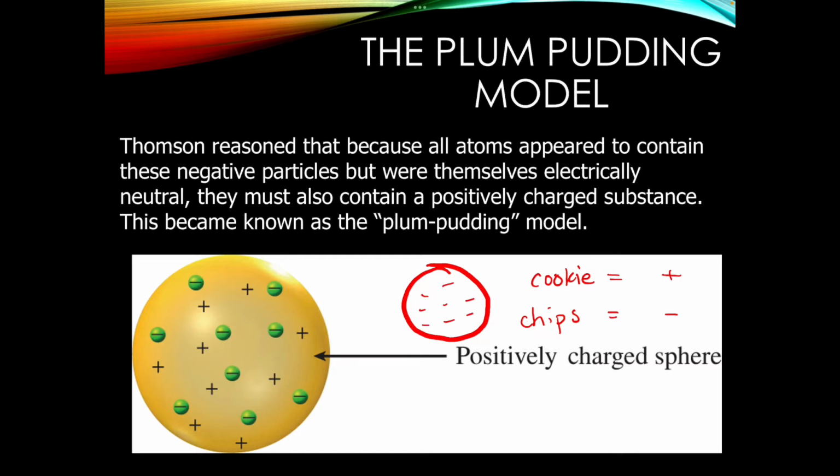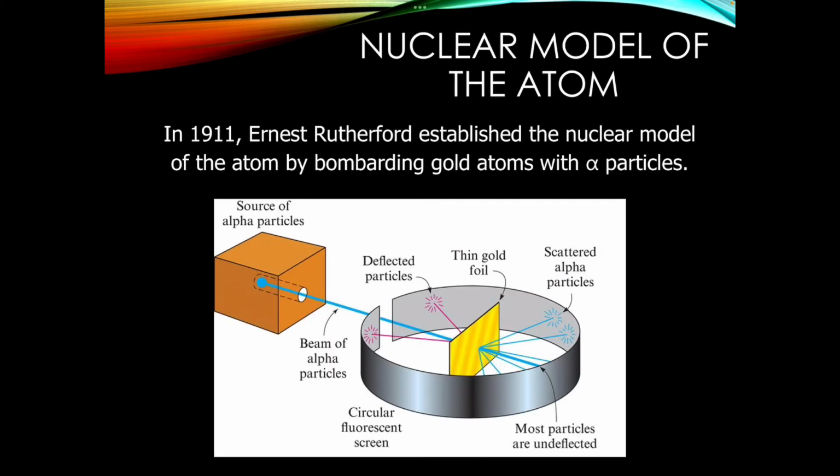So you can think about it as like a chocolate chip cookie model. The cookie is positively charged and the chips are negatively charged. But like I said, it's called the plum pudding model. So that is the new model of the atom. No more John Dalton model with just that solid sphere. Now we have J.J. Thomson's model incorporating those negatively charged particles.